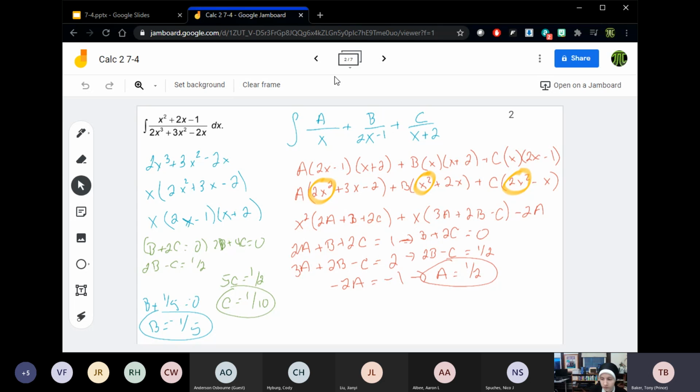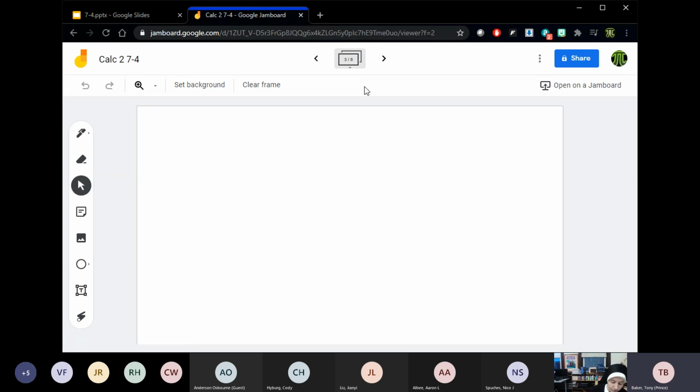All right, so my new integral. The integral that I'm going to work with now is the integral of 1/2 over x plus 1/5 over 2x minus 1, and then minus 1/10 over x plus 2. So that's my new integral.